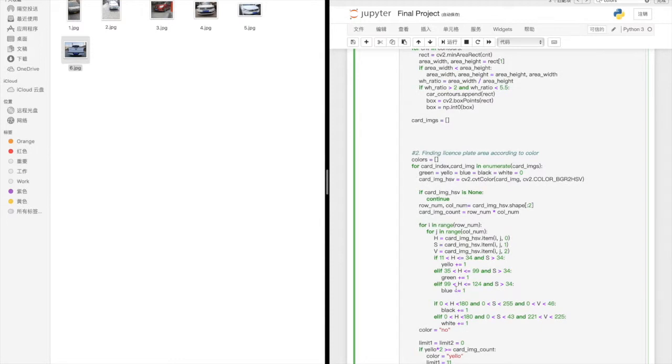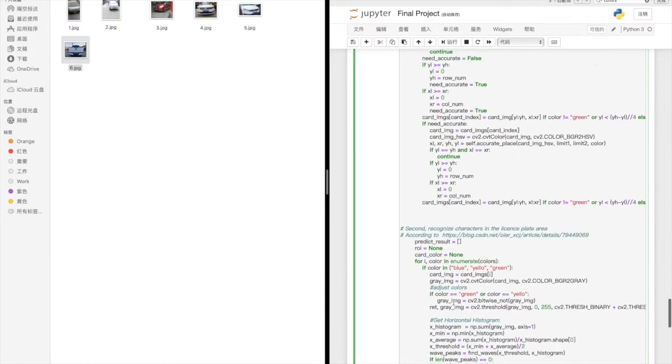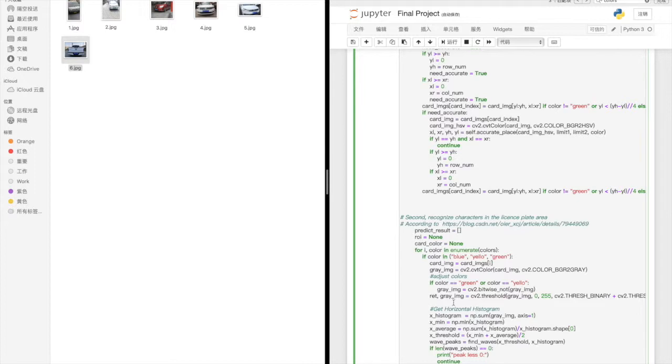After this step, we may get several rectangle areas, and so we read the color of those areas. Since the color of Chinese license plates is usually blue, green, or yellow, we then remove those areas without these three colors. After this step, we can get the correct rectangle area with the license plate.